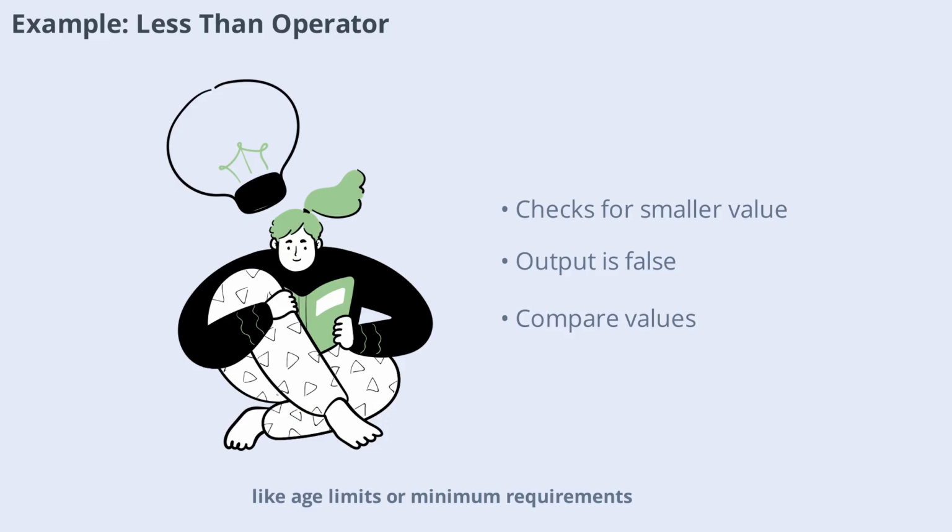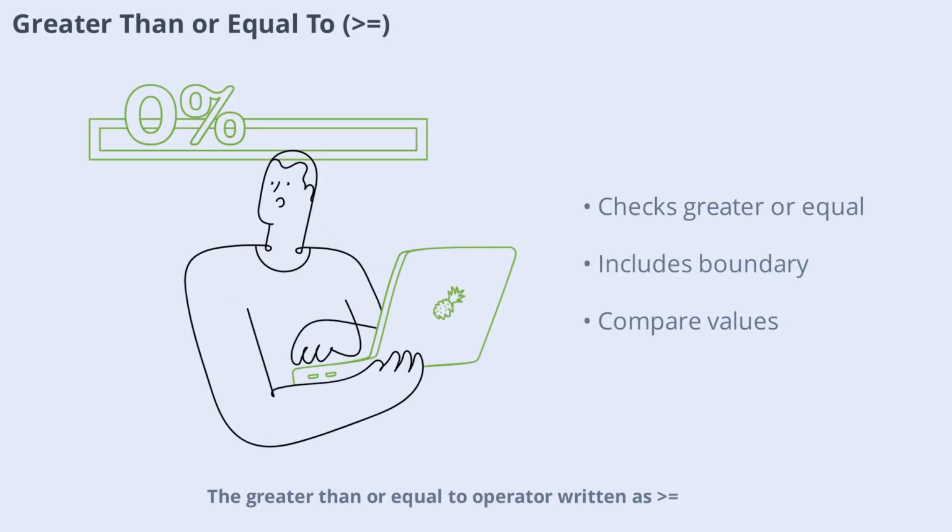The greater than or equal to operator, written as >=, checks if one value is greater than or equal to another.